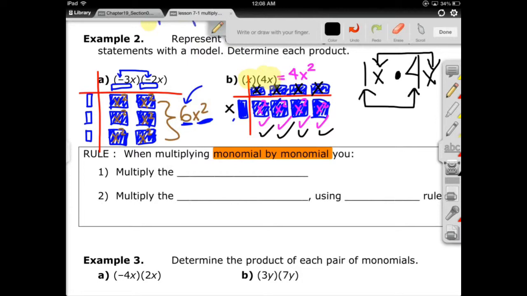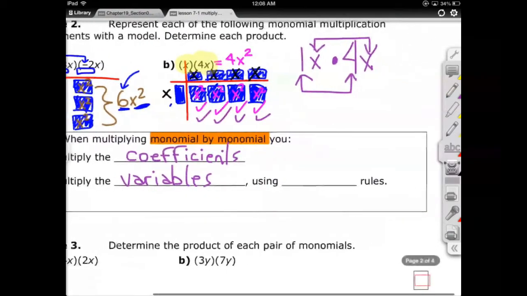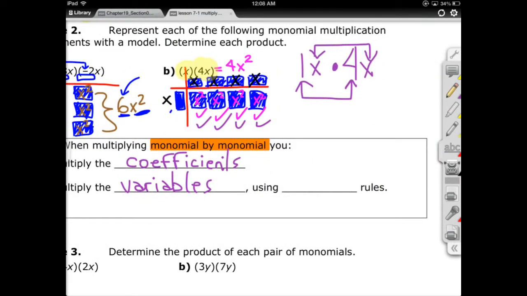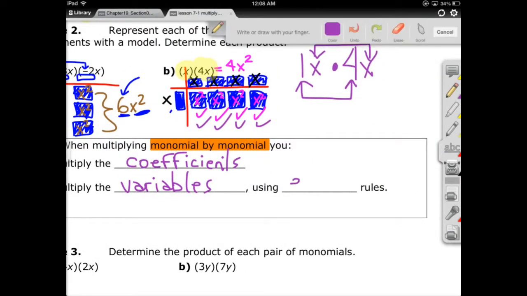You multiply the coefficients, and then you multiply the variables. In this case, above, 1x times 4x, you multiply the x times the x, and you get x squared. That followed the exponent rules, which I'll just write this way.